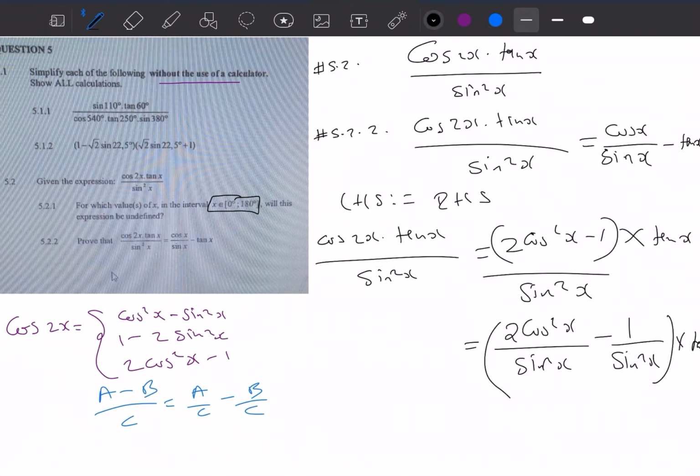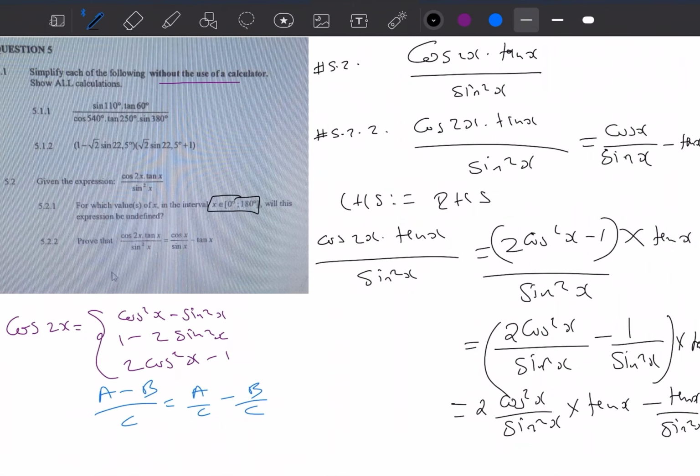And then let's keep it this way. So you have 2 cos squared. Now we can multiply by tan x on both sides. So you're going to have this times that, this times that. So you have 2 cos squared x over sine squared x times tan x, minus tan x over sine squared x. Right.